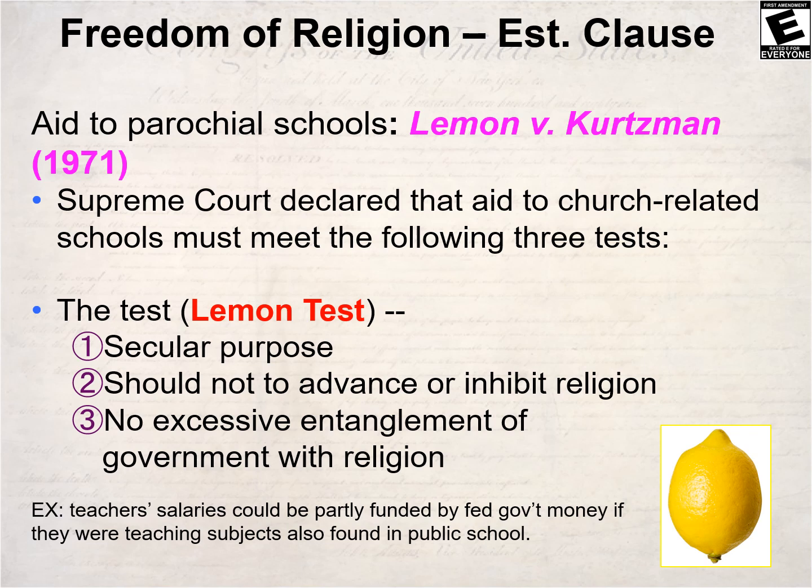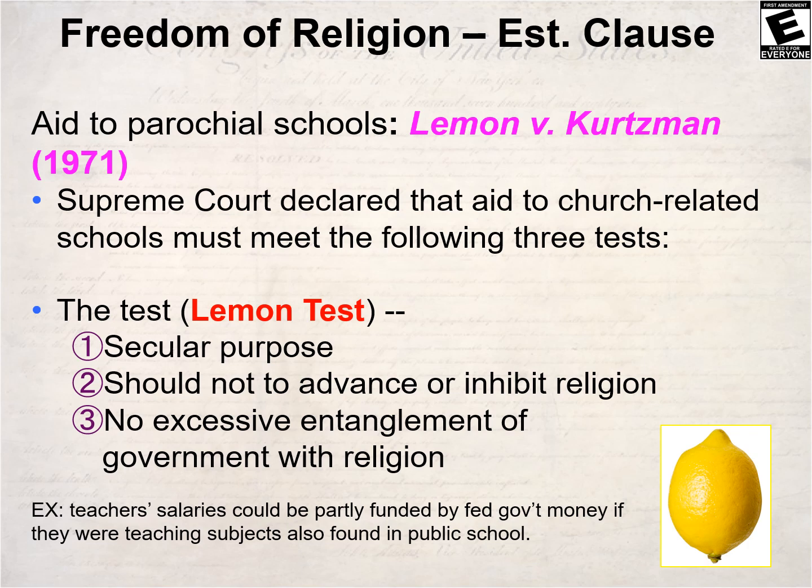But if you do, you've got to meet these 3 tests. And this is known as the Lemon Test. 1, the money has to go towards a secular purpose, so nothing religious. 2, the money cannot advance or inhibit religion. So you can't use it to buy Bibles, and you can't use it to buy a book that says the Bible is false. And number 3, the money cannot be excessively entangled with religion.